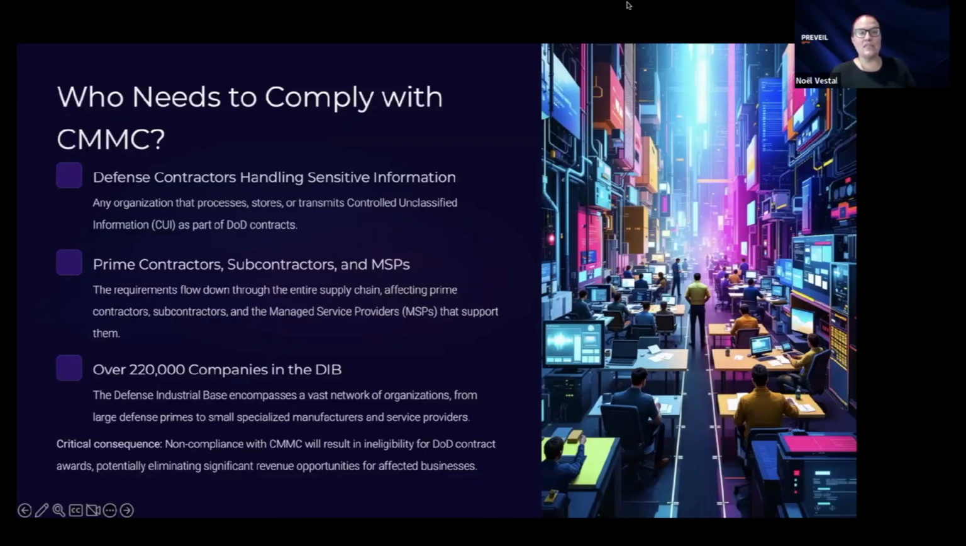Obviously, the federal CMMC is probably a few years away at this point, but it is something to remember that if you want to keep working with the government, it's not just going to be the DoD anymore, it's going to be the federal space overall. So that number is going to grow.